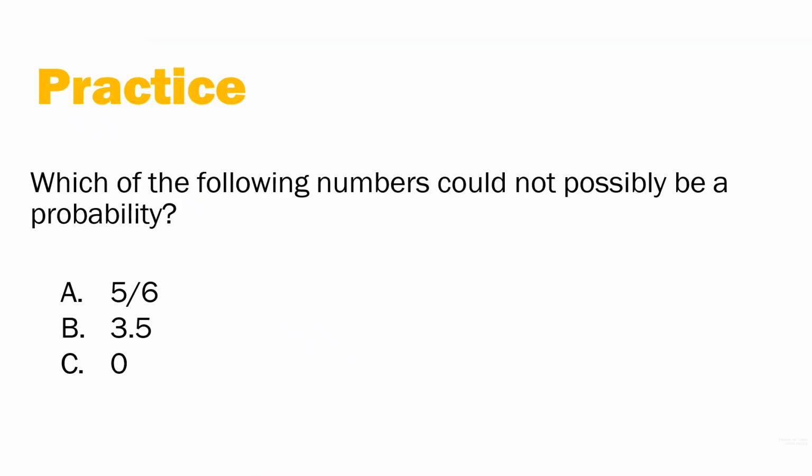And given what we've learned about probability, which of the following numbers could not possibly be a probability? A, which is 5 out of 6, B, which is 3.5, or C, which is 0. So what is the answer to this one? Well, go back to your rules of probability. It has to be between 0 and 1. 5 out of 6 is approximately 0.83. So that's between 0 and 1. 3.5 is not between 0 and 1, and obviously C is between 0 and 1. So which of the following numbers could not possibly be a probability? And the answer is 3.5.